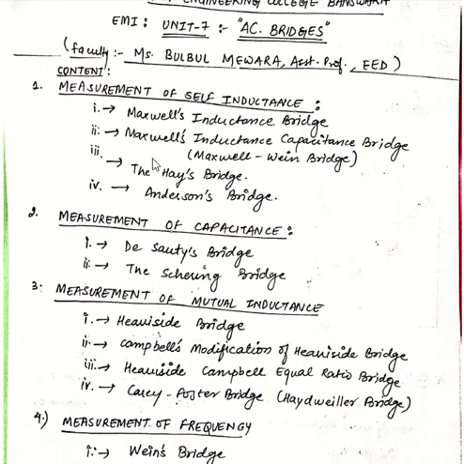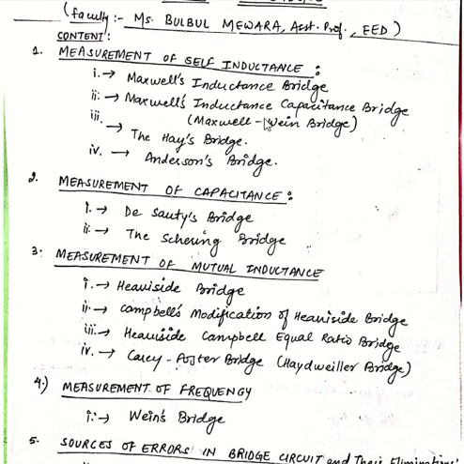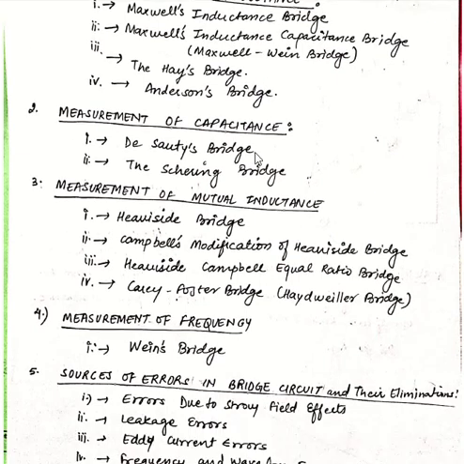There are four AC bridges in this: Maxwell inductance bridge, Maxwell inductance capacitance bridge, that is also known as Maxwell-Wien bridge, the Hay bridge, and Anderson bridge. This Anderson bridge is important in measurement of self-inductance. Second, measurement of capacitance. There are two AC bridges, the Sauty bridge and the Schering bridge.